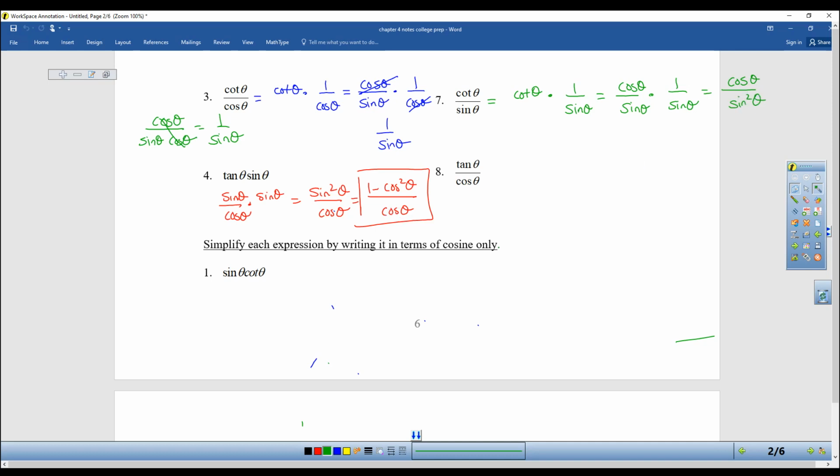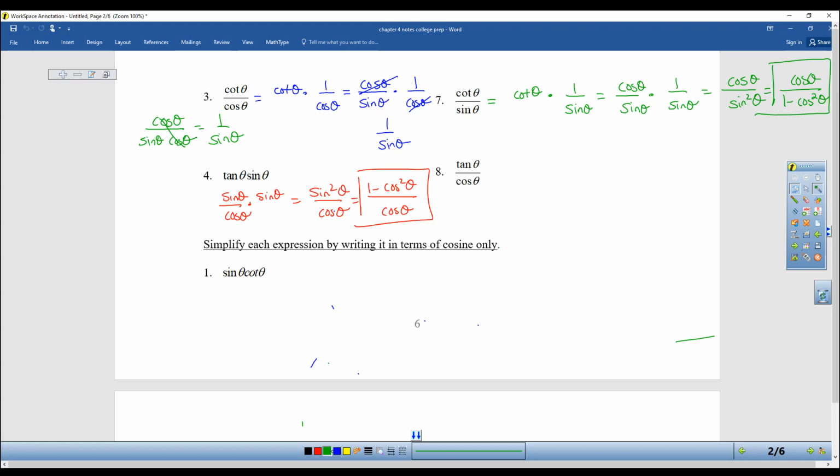But the same rule applies. You can't change a sine to a cosine unless it's squared. If it's squared, you can change it by replacing sine squared with 1 minus cosine squared. It's just a rule. We call it an identity.